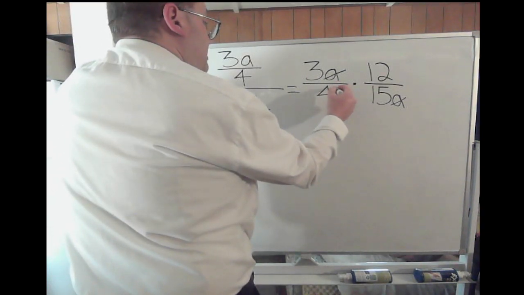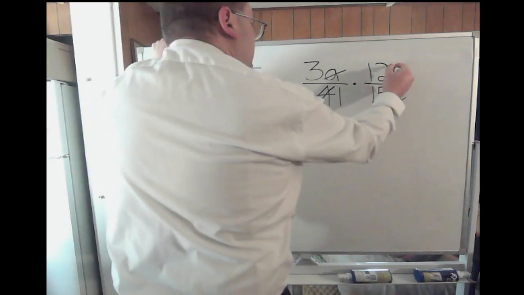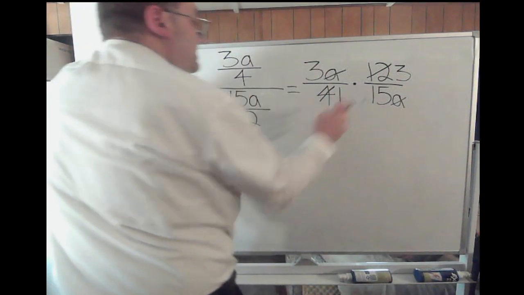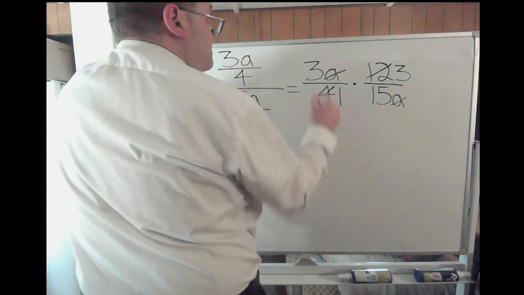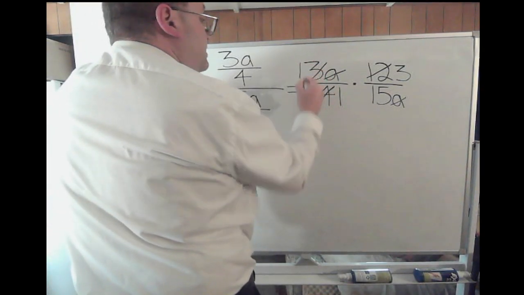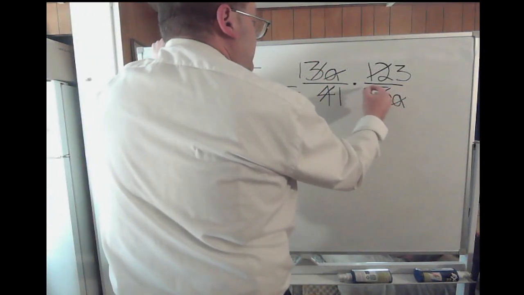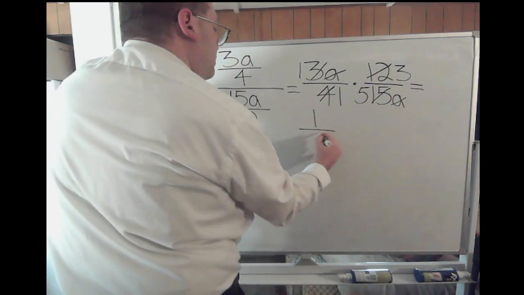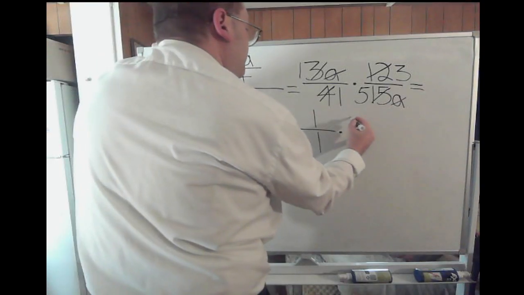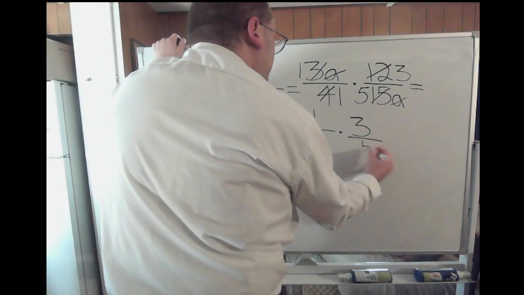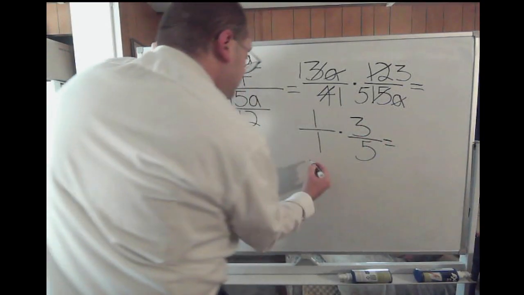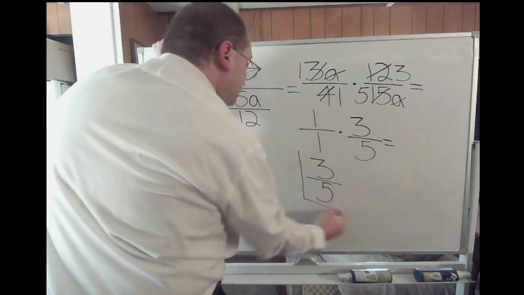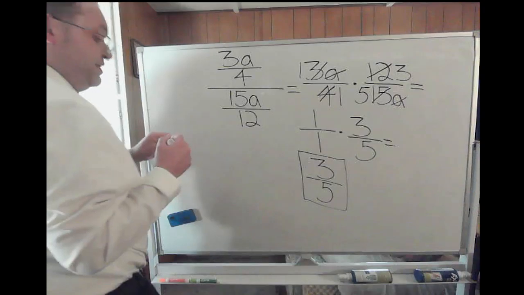You divide 4 by 4, you get 1. Divide 12 by 4, you get 3. And then between 3 and 15, 3 is a common factor, so divide 3 by 3, you get 1. Divide 15 by 3, you get 5. So what you should get is 1 over 1 times 3 over 5, which would simply become 3/5. So the answer to this would end up being 3/5.